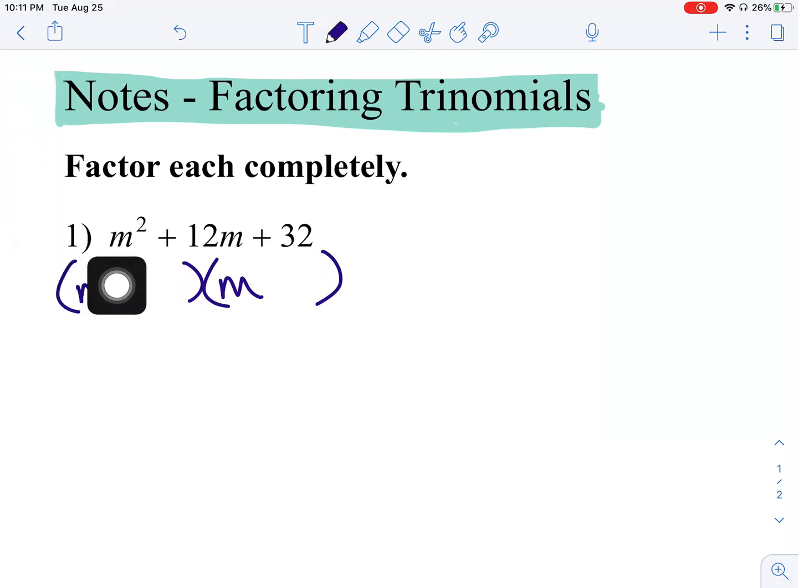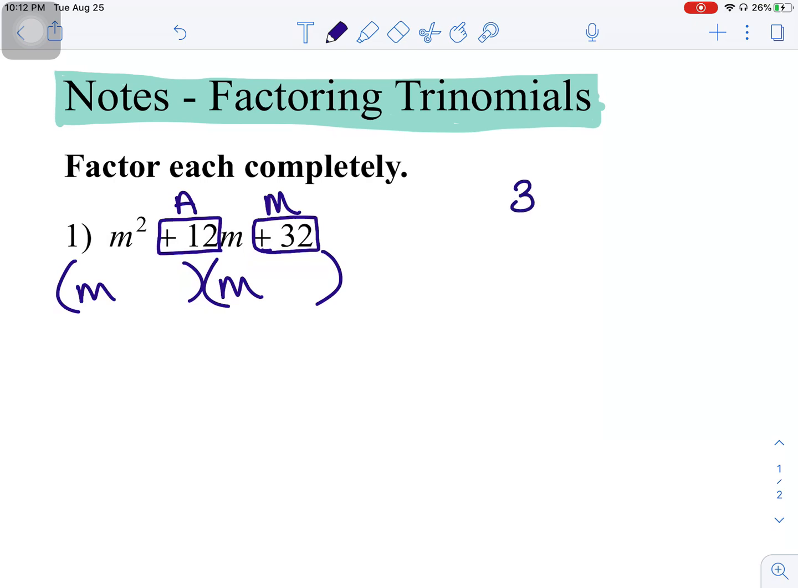Now I need to figure out what's going to go inside those parentheses with those m's. As long as you don't have a number in front, what you can do is look at your c value, your constant term in standard form, and think of two numbers that multiply to that constant, and those same two numbers should add up to be 12. So over to the side here, I'm going to write out what multiplies to 32. To keep it organized in my head, I always start with whatever the number is times 1. So 32 times 1. And then 2 times 16.